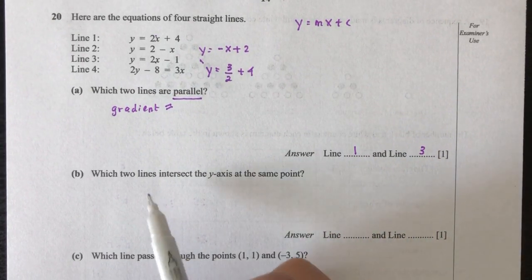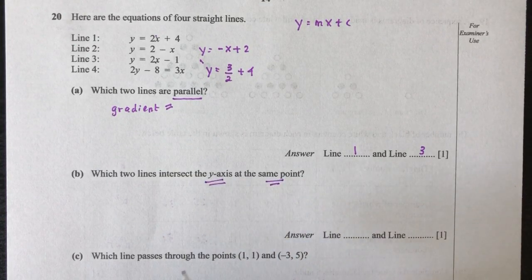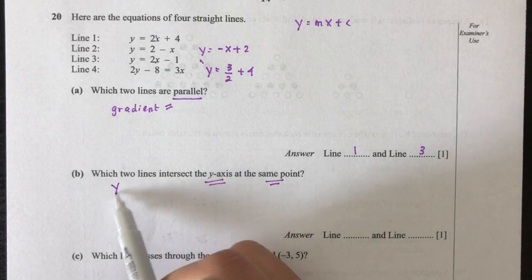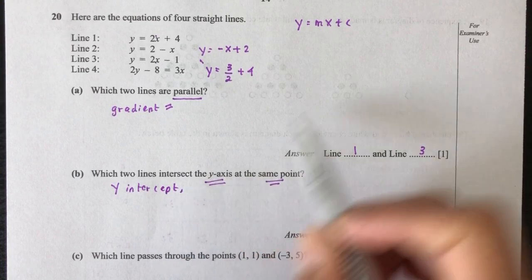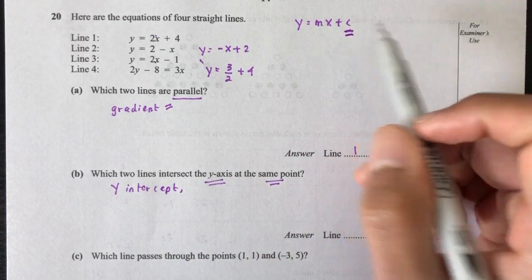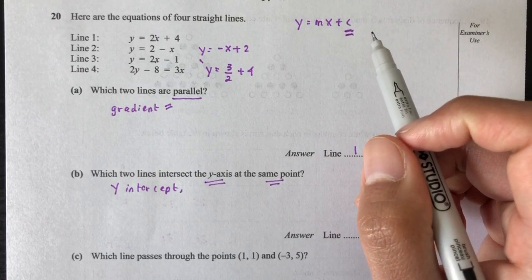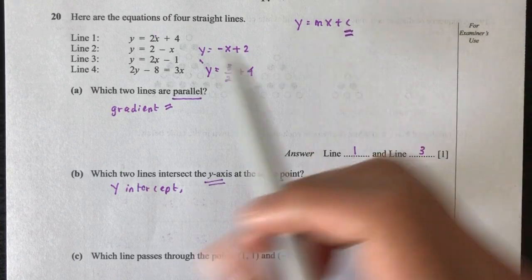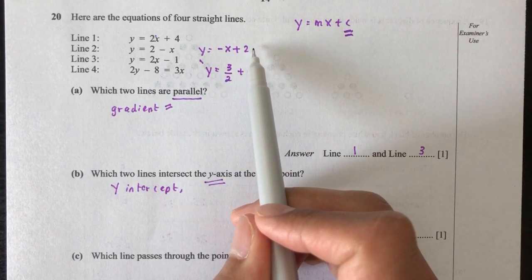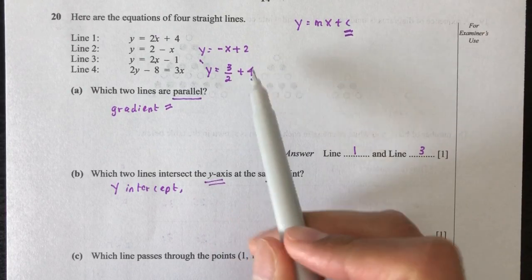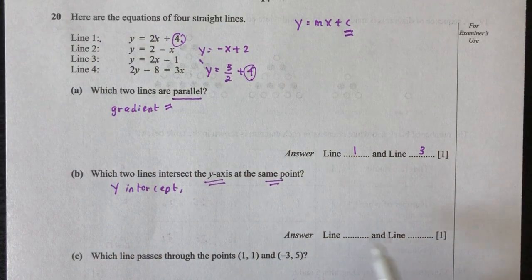Now part B, which 2 lines intersect the y-axis at the same point? So the y-intercept. We have to find the value of c, which is the same for the two lines. So let's find out which one has the same value of c for the two lines. This one is 2. As you can see, this one is 4 and this one is 4. So same y-intercept, so line 1 and line 4.